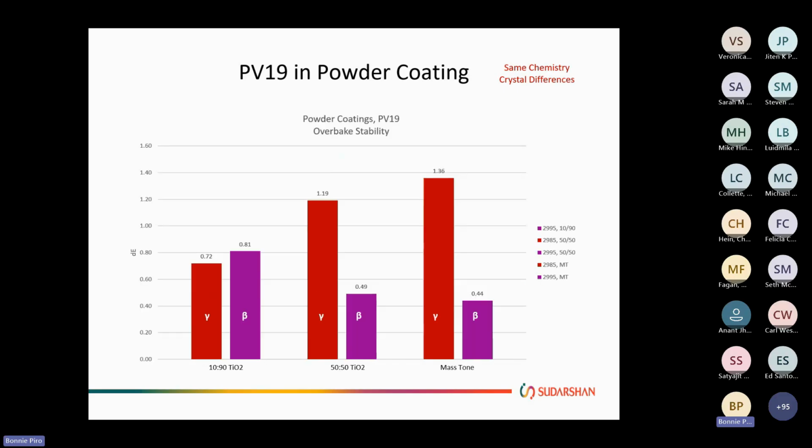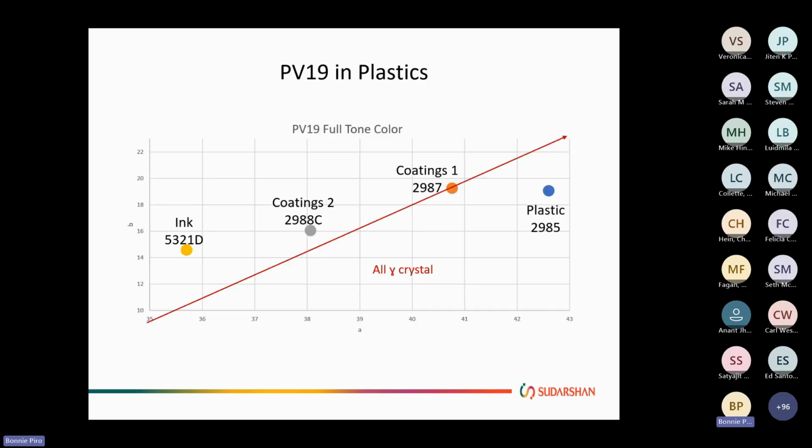The other performance area is in overbake stability. Same trend here, where the gamma does perform a little less than the beta in terms of the overbake stability. If we take a look at the color development in plastics, here we have several varieties of a gamma crystal pigment. And again, we mentioned earlier that for the gamma, we want to develop the most red and the most yellow in here. So we see how the finishing techniques impact that color development in this particular plastics formulation.